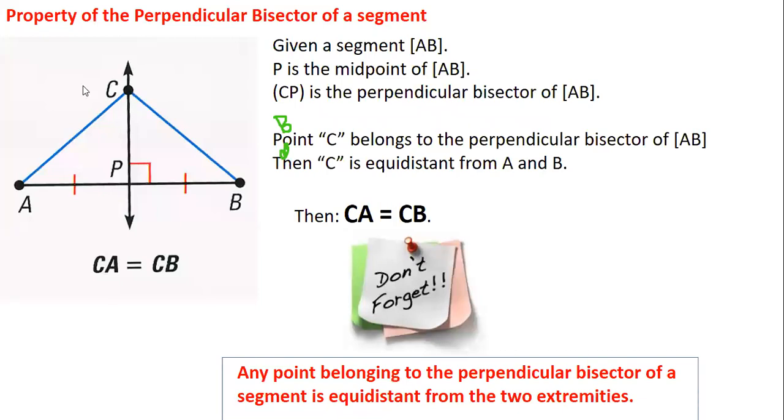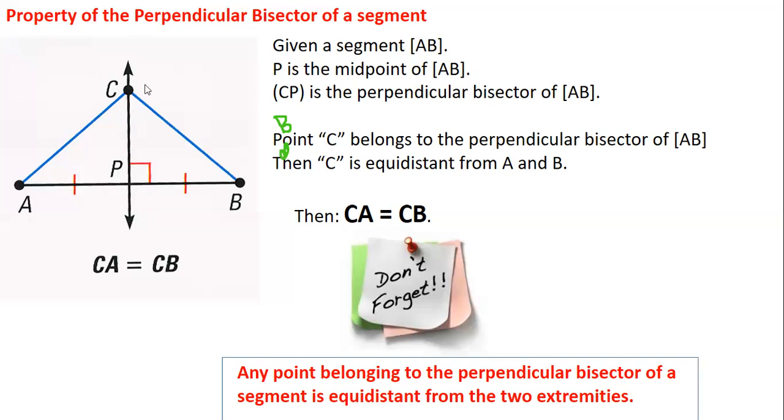Now, also there is a property of the perpendicular bisector of a segment. Given a segment AB, I draw the segment AB. P is the midpoint of AB. I have put P, the midpoint of segment AB. Also, the mark AP is equal to PB. CP is the perpendicular bisector of segment AB. So I draw a perpendicular line at the midpoint using a set square. I got CP, the perpendicular bisector of segment AB.